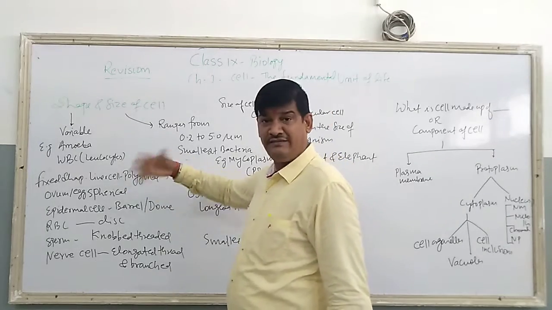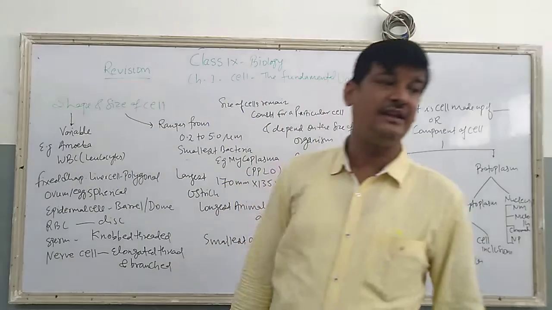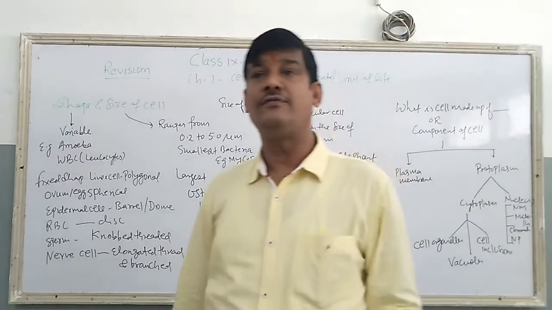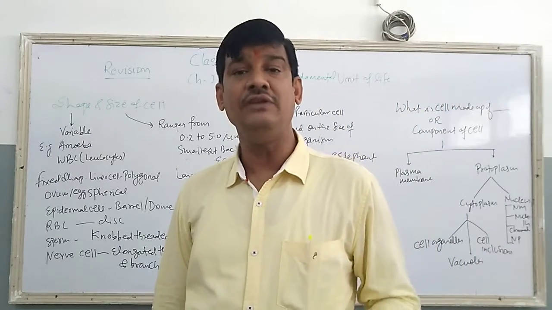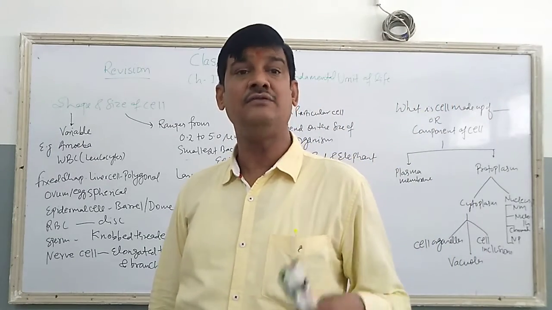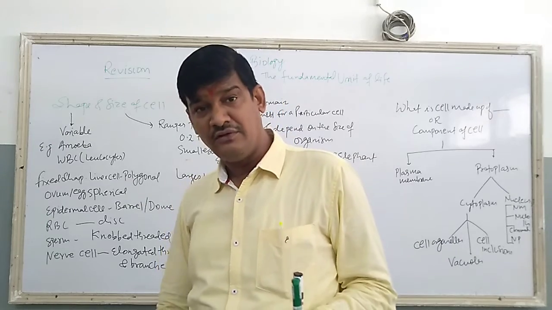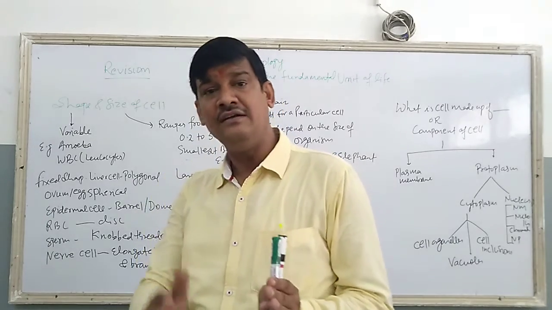And why are these different shapes of cells reported in plants and animals? Because they perform different kinds of duties, different kinds of work and physiological functions in the body. Therefore, they have different shapes.